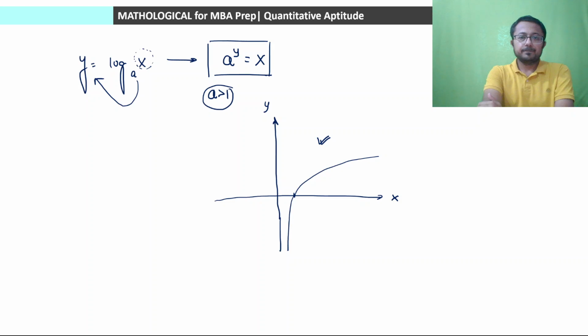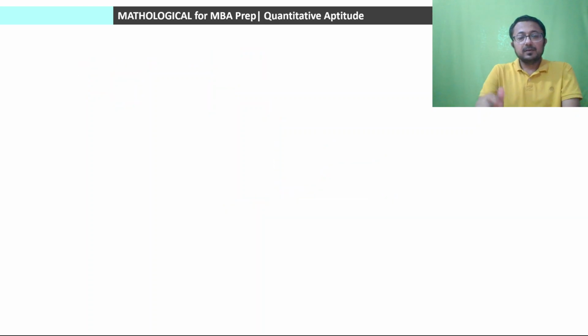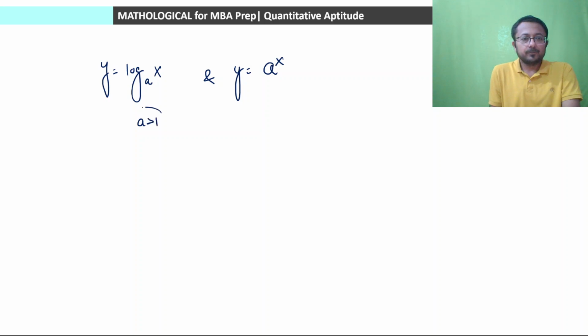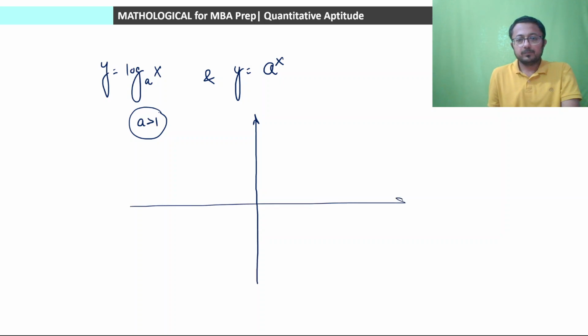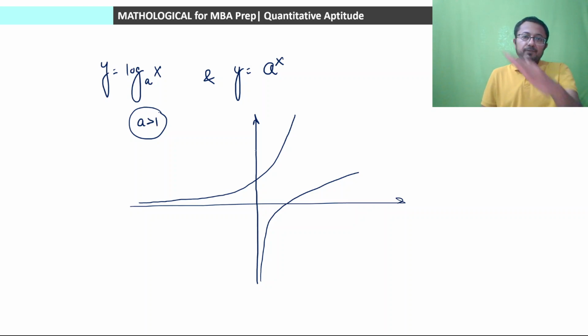Isn't it so? Okay, and if we compare the two graphs, one graph is for y equal to log of x on the base a, and the other is y equal to a to the power x, both when a is greater than 1. So the first graph, for y equal to a to the power x, will be like this. The second graph, y equal to log of x on the base a, will be like this. Both the graphs are reflecting each other, mirror images across the line y equal to x.